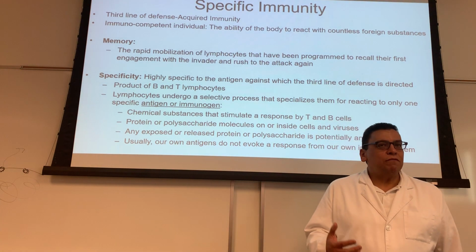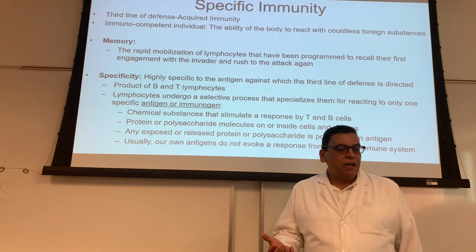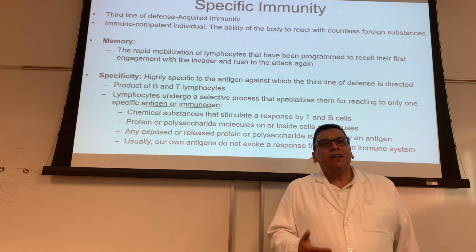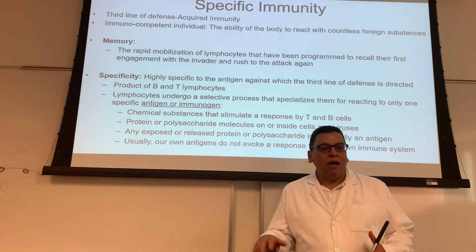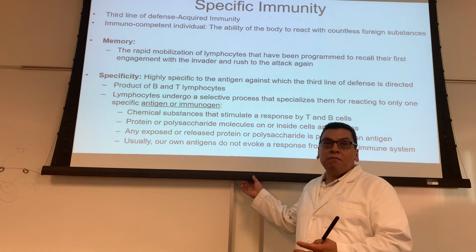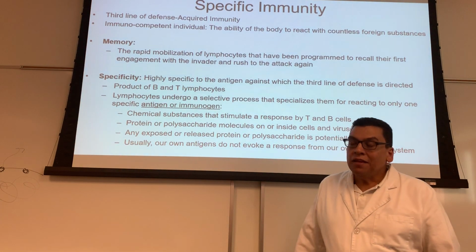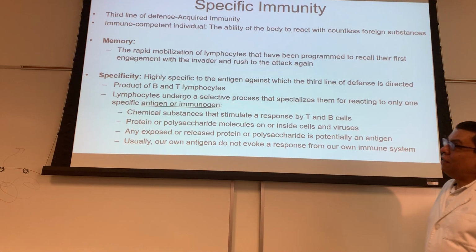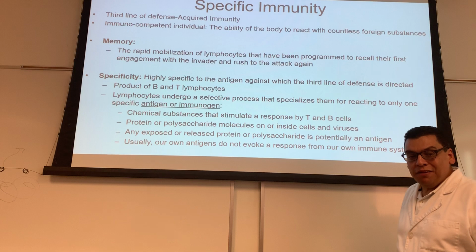Remember, I told you that first line and second line of defense is innate and non-specific. They know how to do things one way. If that helps you, they're happy. If not, go look somewhere else. The look somewhere else might be this. You might decide, okay, if you don't want to help me, I'm going to call in the big guys here. This is basically because the third line of defense is what is called specific.